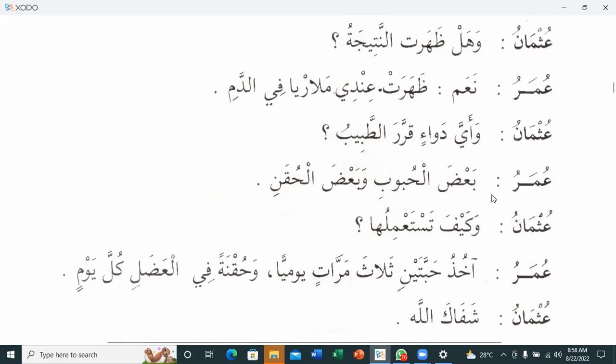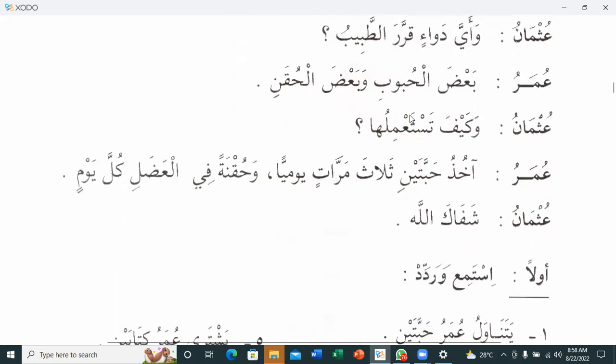عمر, بعد الحبوب, some pills or some tablets, وبعد الحقن, and some injections. بعد الحبوب وبعد الحقن, some pills and some injections.